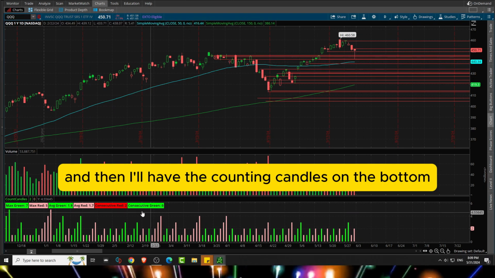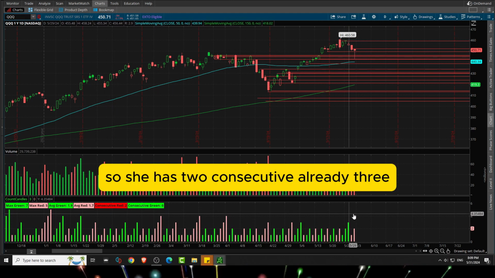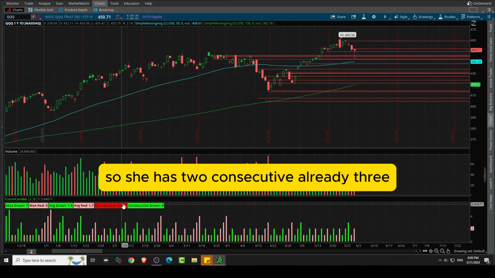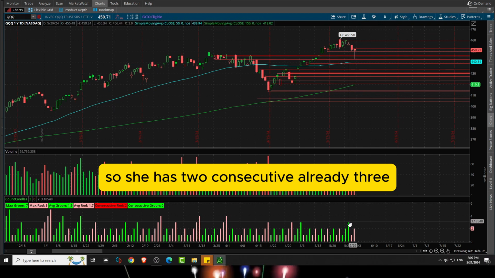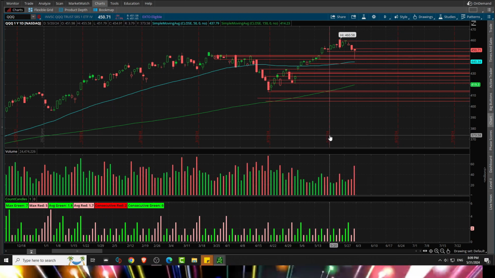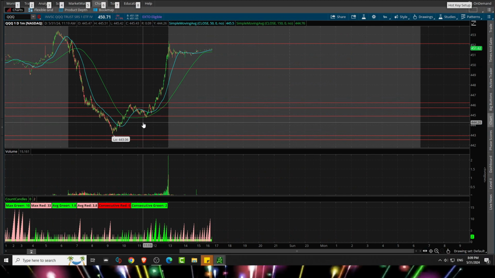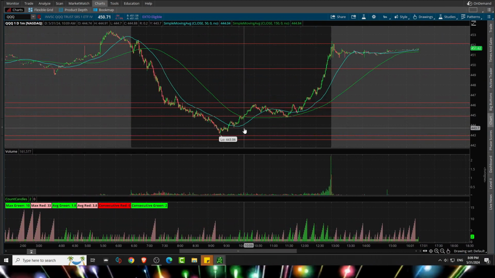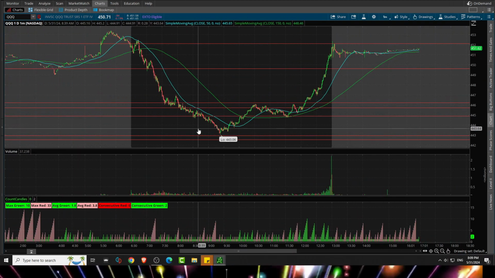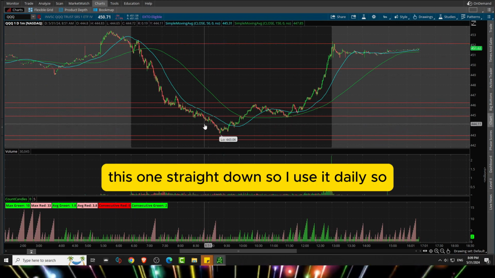And then I'll have the counting candles on the bottom for sale. So since it's two consecutive already, three. So one, two, three, and right here on the bottom. You use it for the daily, for example. This went straight down. So we'll use a daily.